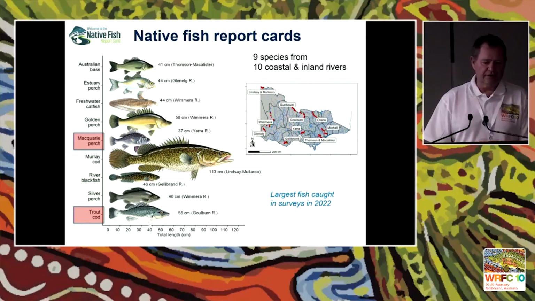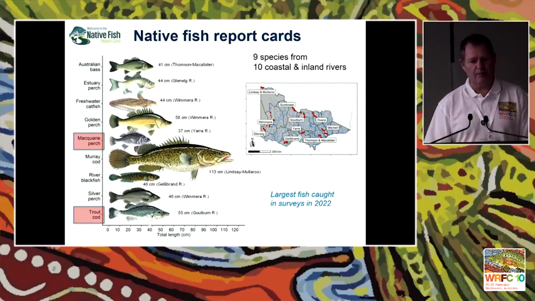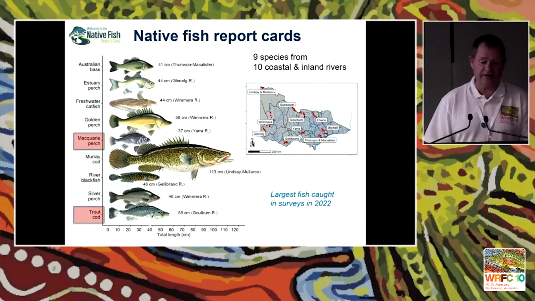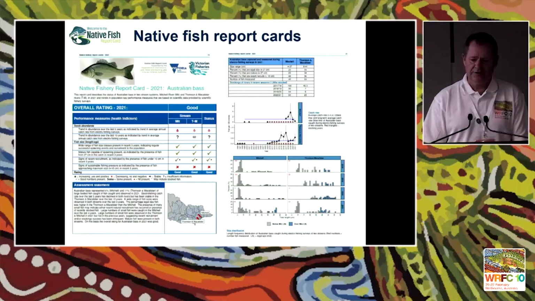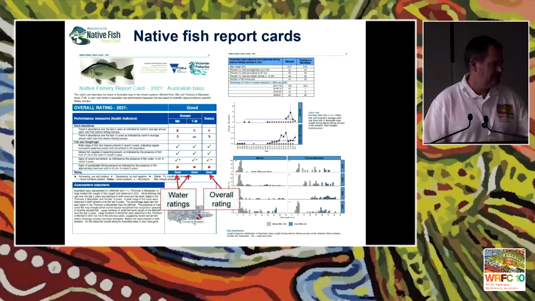This is just an example of the largest fish that was surveyed in 2020. And I'll just note there that there's 2 fish in red, so it's not just about recreational species that we're dealing with here, but also species that have got some level of conservation or endangered status. So in this case, Macquarie perch and trout cod are good examples. They look the same. I'll get there.